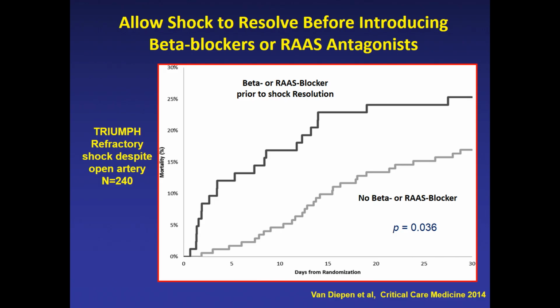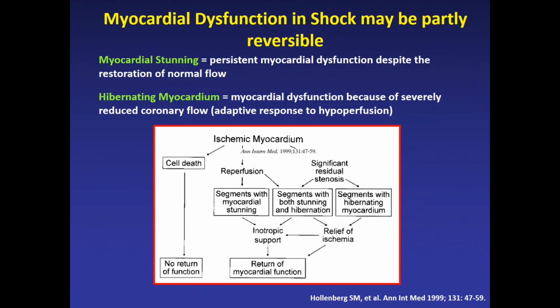One of the questions that frequently comes up is the timing of introduction of chronic therapies such as beta blockers and renin-angiotensin-aldosterone antagonists in patients with shock. And this data from TRIUMPH of patients with refractory shock despite reperfusion complicating myocardial infarction suggests that early introduction of beta blockers and renin-angiotensin-aldosterone antagonists before shock is resolved is associated with higher rates of mortality than delayed introduction. So while these agents do provide benefits in long-term application, premature introduction of these agents before shock has resolved may actually worsen outcomes, a point to keep in mind.